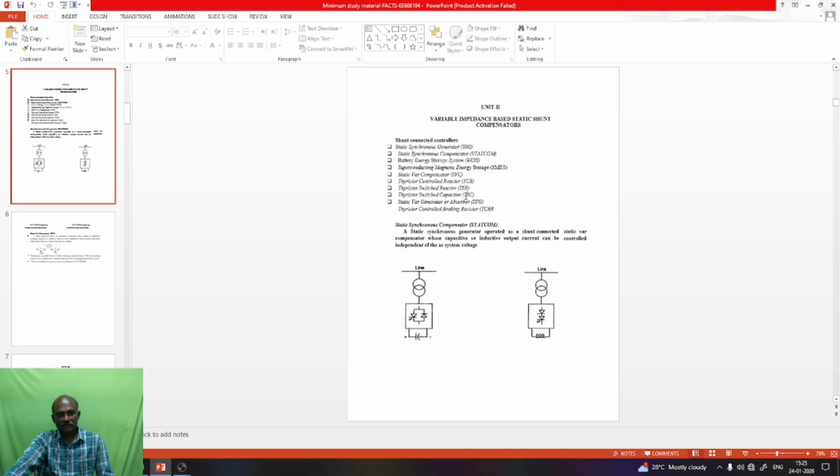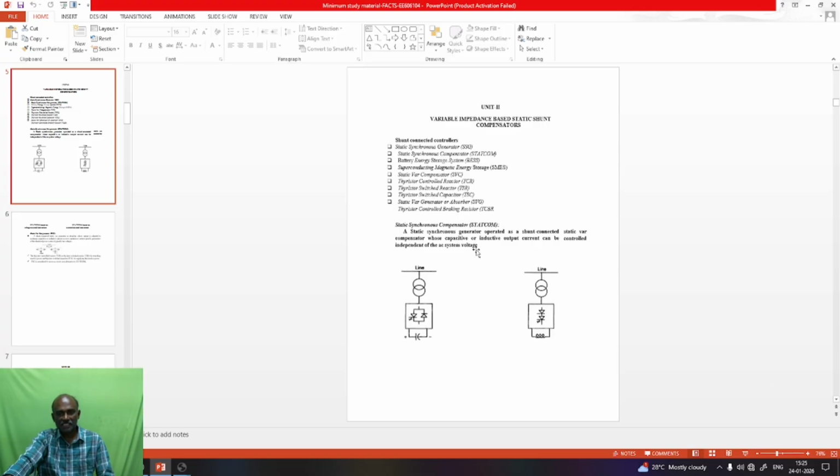Using the switching device, we are varying the capacitance of the system. Static var generator or absorber. Thyristor controlled braking resistors, TCBR. These are all the various shunt compensators. Here we are using the variable impedance, using which we are varying the impedance of the system. Impedance means either resistance, inductance or capacitance, capacitive reactance or inductive reactance.